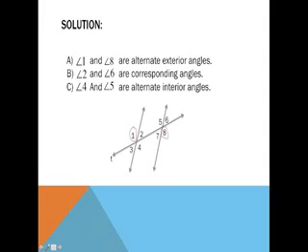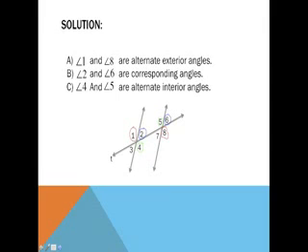Alright, so for angles 1 and 8, they lie outside of the two lines and they're on opposite sides of the transversal. Therefore, they are alternate exterior angles. So for part B, angles 2 and 6, both angles lie on the same side of the transversal, and they also lie to the right of both of their lines. Therefore, they are in matching positions, so that means they are corresponding angles.